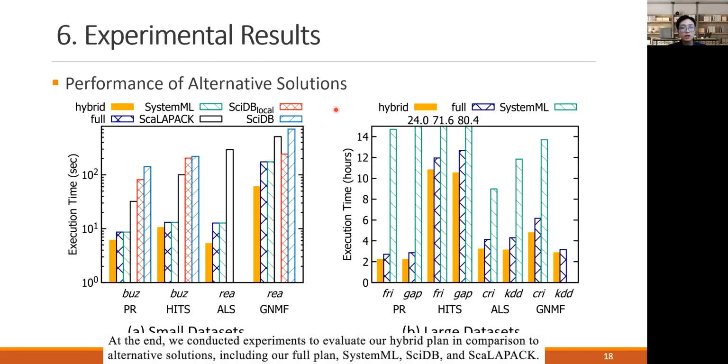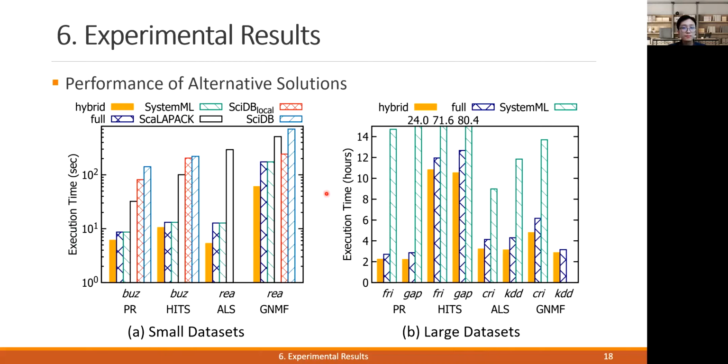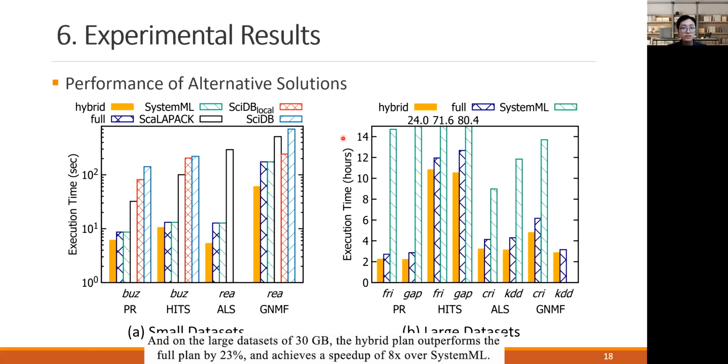At the end, we conducted experiments to evaluate our hybrid plan in comparison to alternative solutions, including our full plans, SystemML, SciDB, and ScaLAPACK. On small datasets, the hybrid plan is 2 times faster than the full plan and SystemML, and more than 8 times faster than SciDB and ScaLAPACK. And on the large datasets of 30 GB, the hybrid plan outperforms the full plan by 23% and achieves a speedup of 8 times over SystemML.